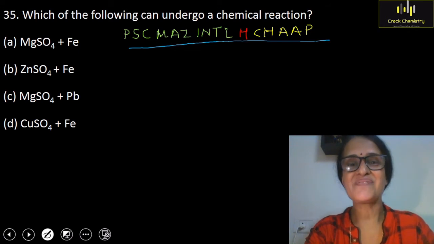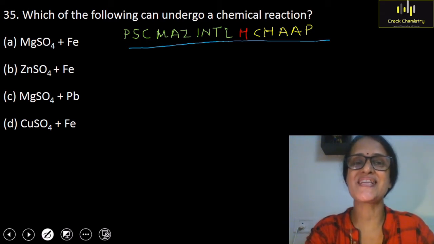And surprisingly, you will find that after lead in the reactivity series, a non-metal has been placed, which I have written with red ink, which is hydrogen. So what is the purpose? Why has hydrogen been placed in the reactivity series of metals? Children, the answer is that hydrogen can also lose electrons like metals. There are some metals which have such low reactivity that they donate electrons even more slowly than hydrogen. So these metals have been placed below hydrogen in the reactivity series. Anyway, we will go back to our given options.